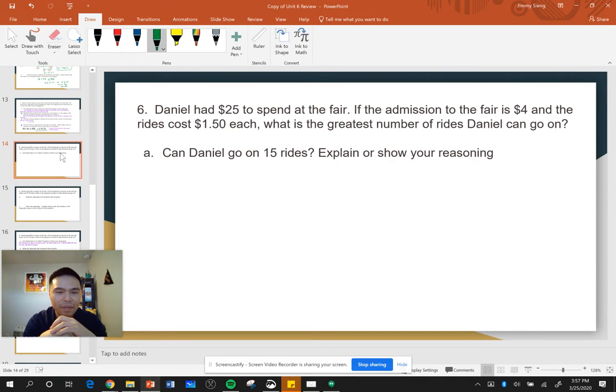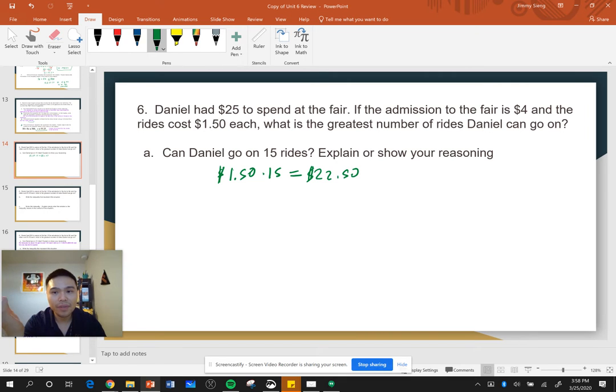A says, can you go on 15 rides? So if I say a ride is $1.50 each, if I have 15 of them, I need to multiply. So 15 times 1.5. Put that in my calculator, I should get 22.50. So $22.50. Okay, because it's $1.50 per ride.